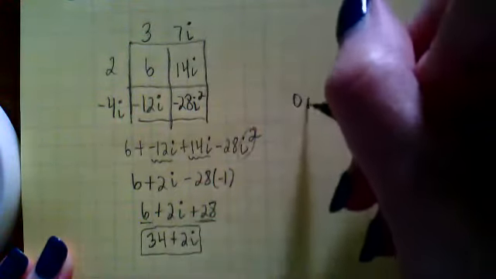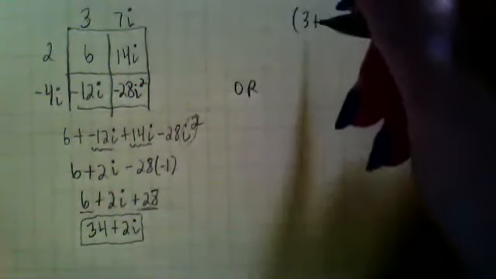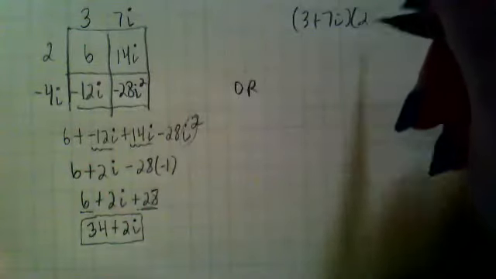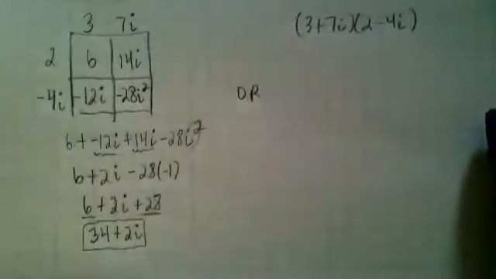So there is another way we could do this type of problem. If I take the same problem, 3 plus 7i times 2 minus 4i, we can look at it as a double distribution.